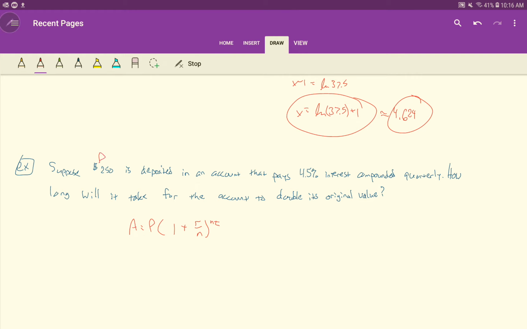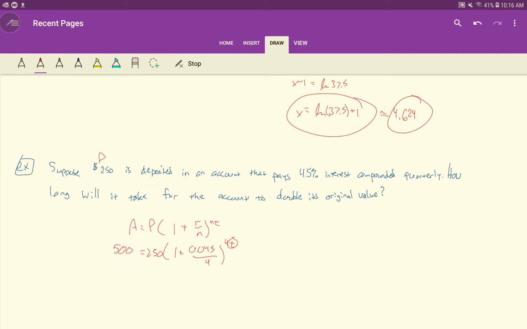So there's P. Okay, let's see here. 1 plus R is 4.5%, but you have to write that as a decimal number, so it's 0.045 over N. Number of times compounded is quarterly. Quarterly, there's 4 quarters. And then N is 4 again, and then T is the variable we're solving for. So what's A then? Well, double its original value is what our final amount is going to be, so double 250 is 500. Okay, and we'll go about solving this.